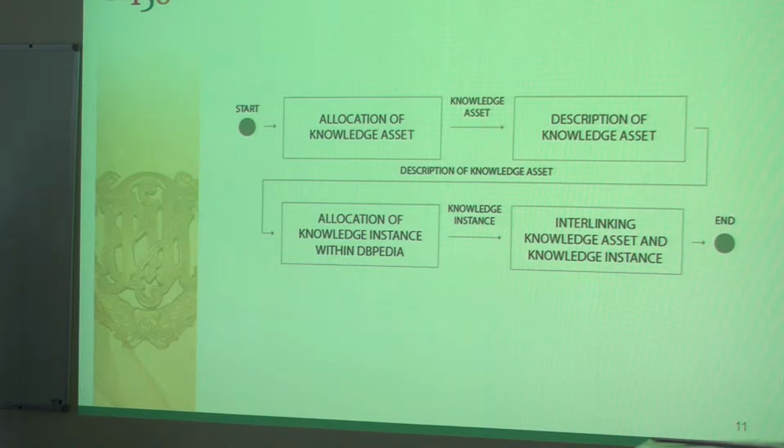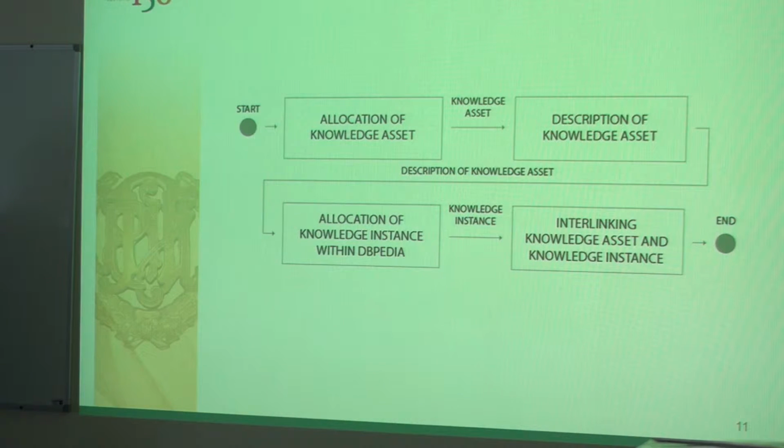And as you can see from the schema, simplified business process, first of all, it is necessary to allocate knowledge assets within the social learning environment and describe them using the metadata structure. After that, it's necessary to allocate the knowledge instance within the DBpedia, which must be related to this knowledge asset from the social learning environment. And then it's necessary to update the metadata description with the information about this knowledge instance. Basically, establish this interlink.